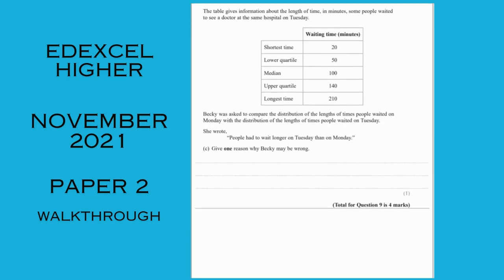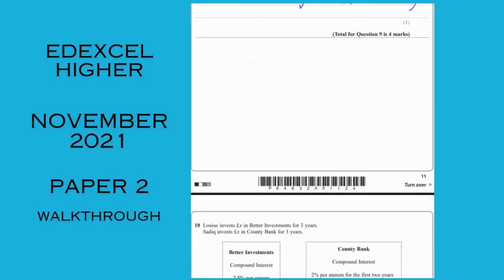Next, loads of waffle for 1 mark. All right, at the end of the day, as you soak up all that, do a quick comparison. At the end, I would just go with the median is higher. People had to wait longer on Tuesday? Or no, because the average, in this case the median, is higher on Monday. It's 120 on Monday. It's only 100 on Tuesday. And you could compare other things, but again, don't overcomplicate for 1 mark.